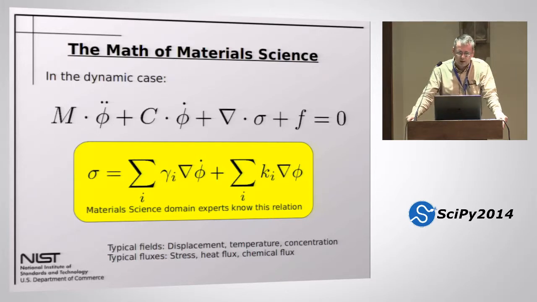It's a little bit more complicated if you add time dependence and dynamics. This is a slightly more complicated version of the equilibrium equation where field first and second derivatives might matter, so you may have oscillating solutions in your field, and the flux might depend on field time derivatives as well as on the field itself.